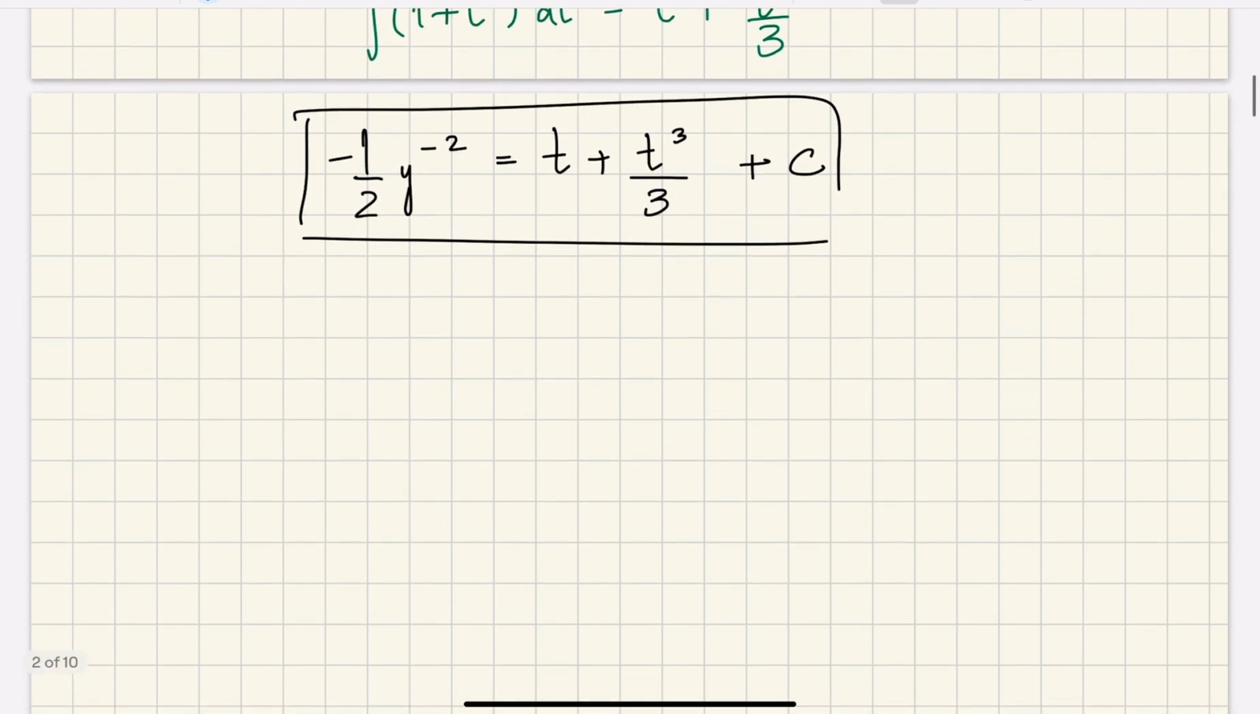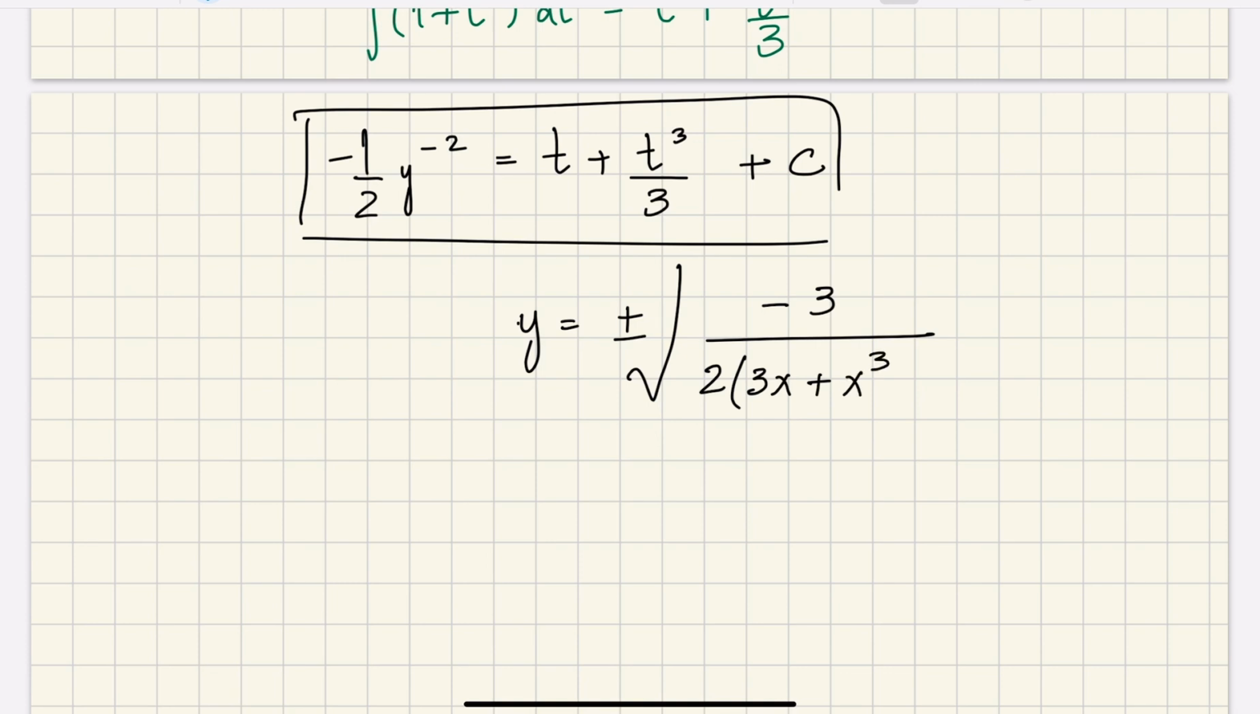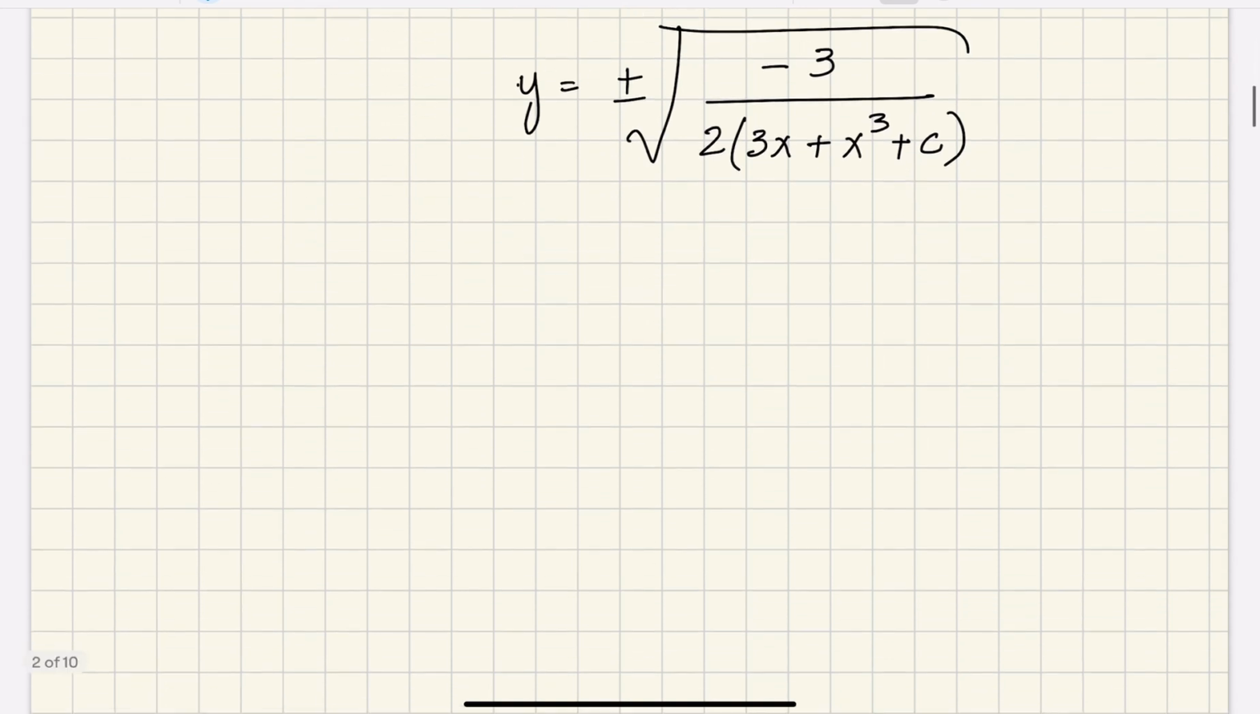But if you do want to solve it, you should get something like y is equal to plus or minus square root of negative 3 all over 2, 3x plus x cubed plus c. Let me know in the comments if you get something different. Let's do one more example.